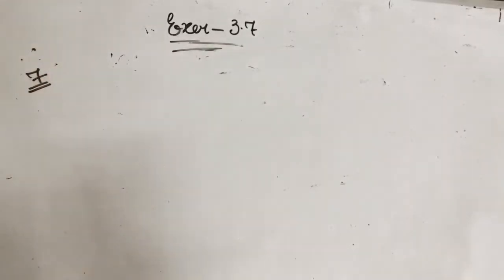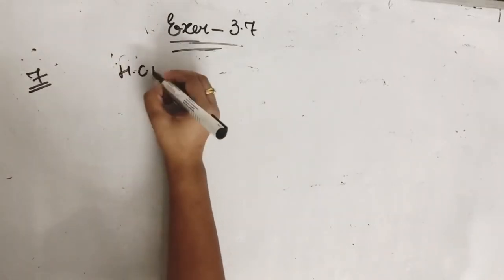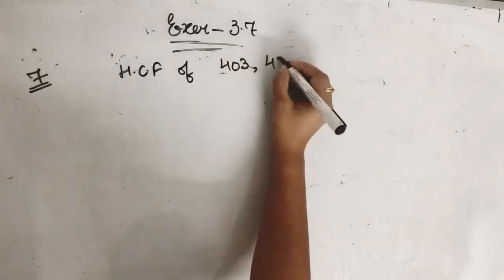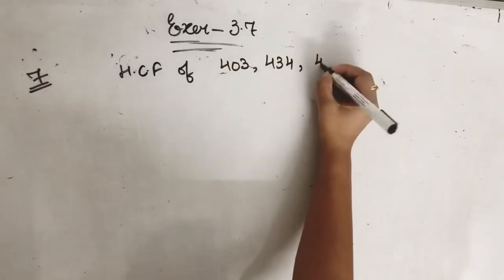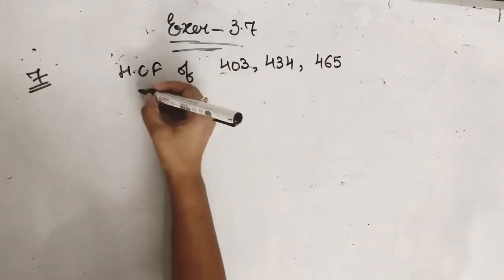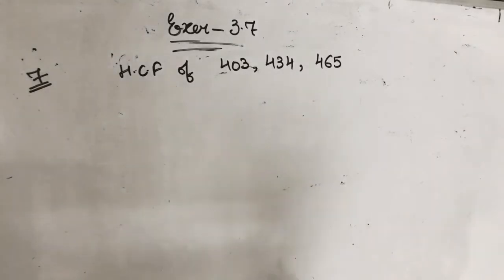7th question. 3 tankers contain 403 liters, 434 liters and 465 liters of diesel respectively. Find the maximum capacity of a container that can measure the diesel an exact number of times. Maximum you have to find, it means you have to find the highest common factor, HCF. So the HCF of all the three numbers you have to find, 403, 434 and 465. You have to find the prime factorization of all these three numbers.